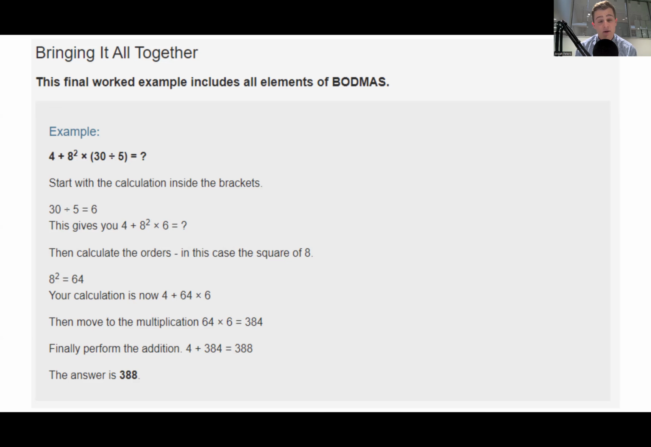And now we go down our acronym. We've done the brackets, we've done the orders, now up to the multiplication and division. So the multiplication, we've no division in this question, so it's just multiplication. So we're going to go 64 times 6, which once you've done that math, would work out to be 384. And that just leaves us with 4 plus 384, which gives us our final answer of 388.